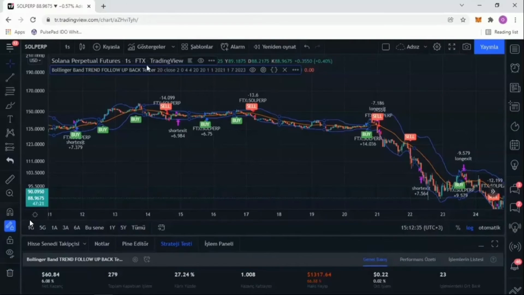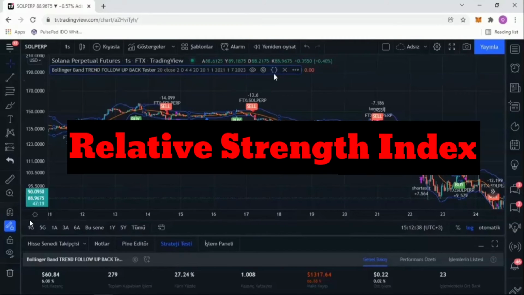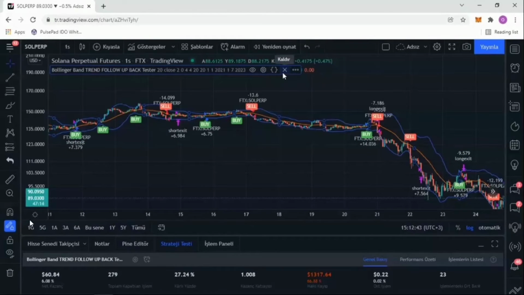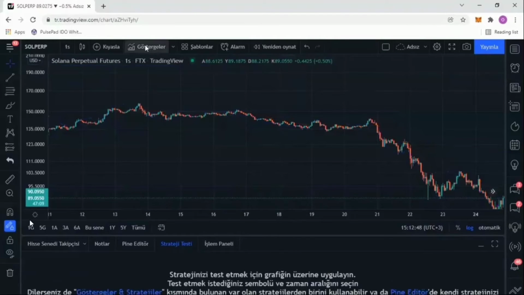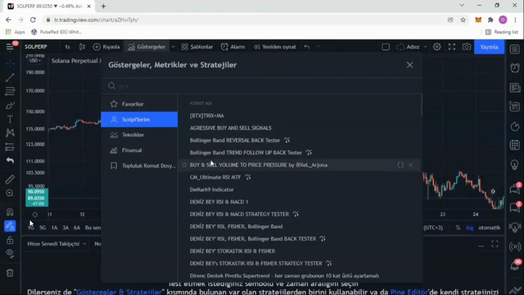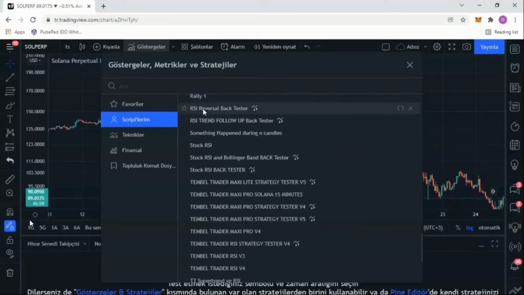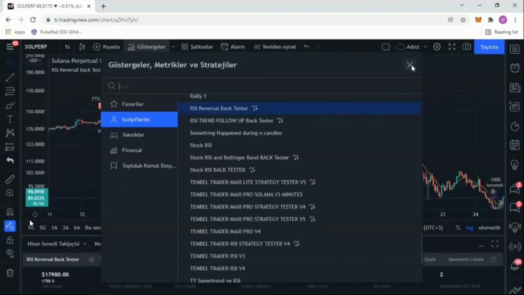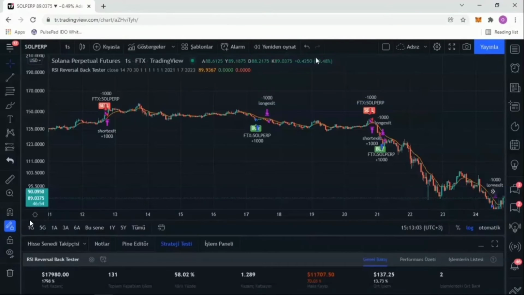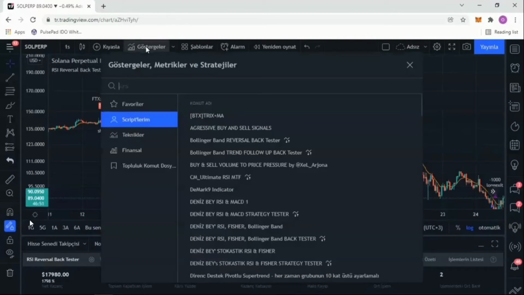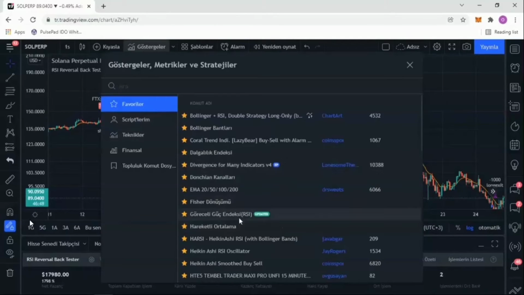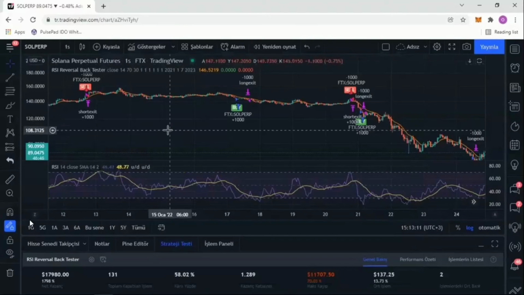Okay, RSI is the abbreviation for Relative Strength Index. This is a momentum indicator which shows overbought and oversold conditions too. Now let's open our RSI reversal strategy. Bear with me, please. I need to find it first. Okay. And now let's open an RSI on top of it in order to understand the dynamics better.